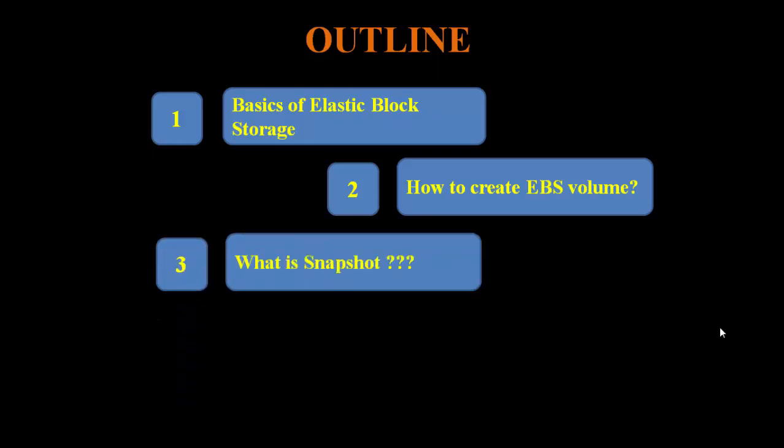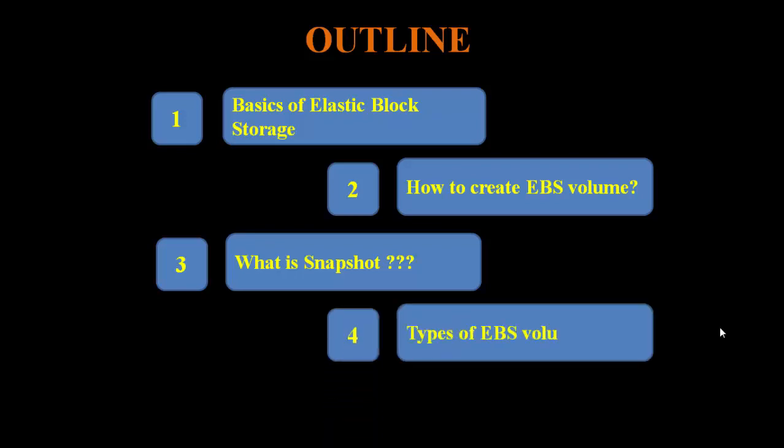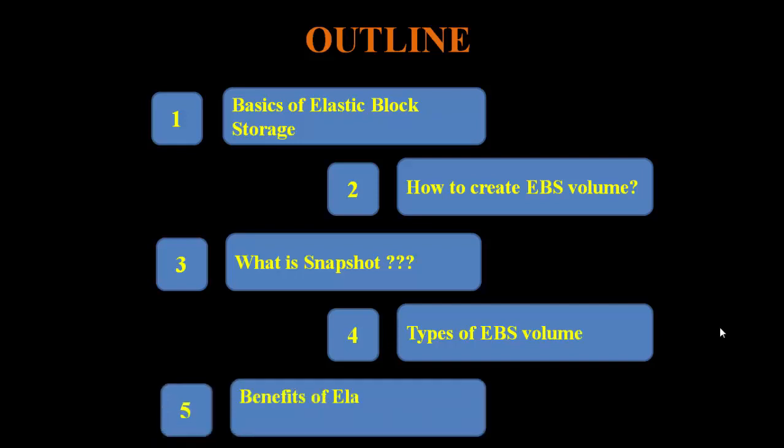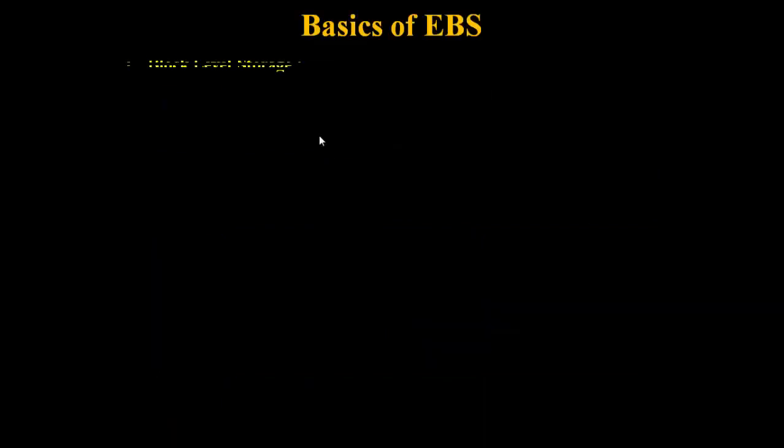Third, we'll discuss what a snapshot is. I will give one example and show you exactly what a snapshot is. Then we'll discuss different types of EBS volume, and the last point is the benefits of elastic block storage. So let us first discuss the basics of elastic block storage.